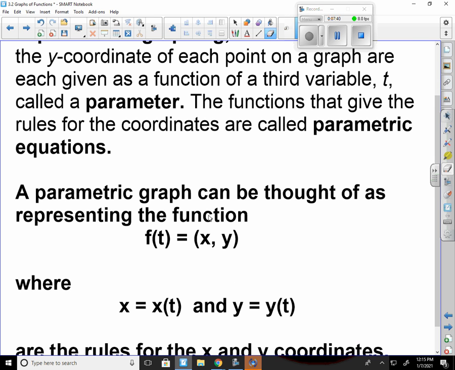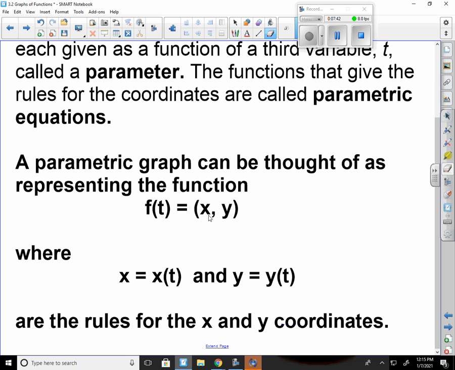This will make a lot more sense once we get into the equations. So these are the rules that exist for our x and y coordinates that will go back in up here. The only time that we would use this is when we're talking about multiple things happening at once.